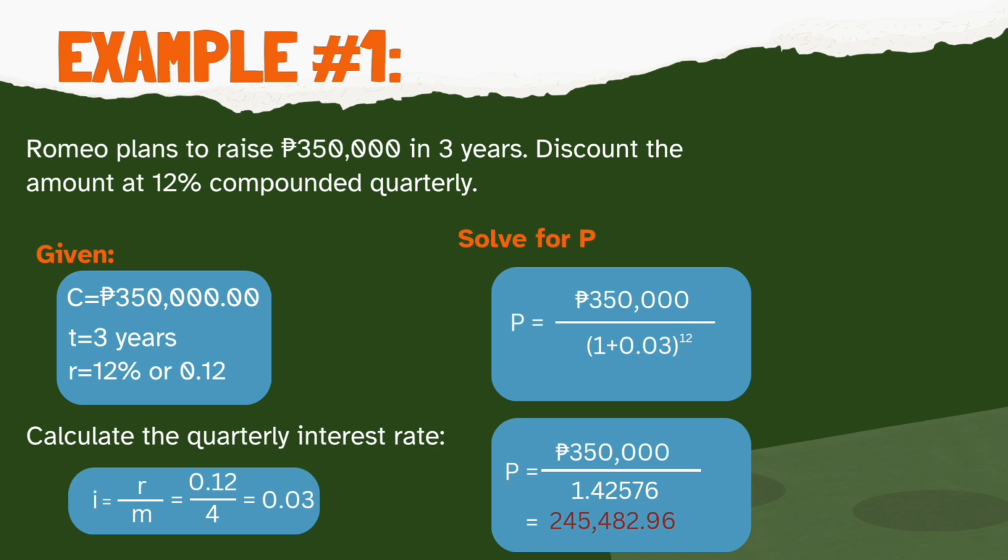Simplify the calculation by solving the denominator first. 1 plus 0.03 to the power of 12 is equal to 1.42576, and then we divide 350,000 by 1.42576, which gives us the answer of 245,482.96.